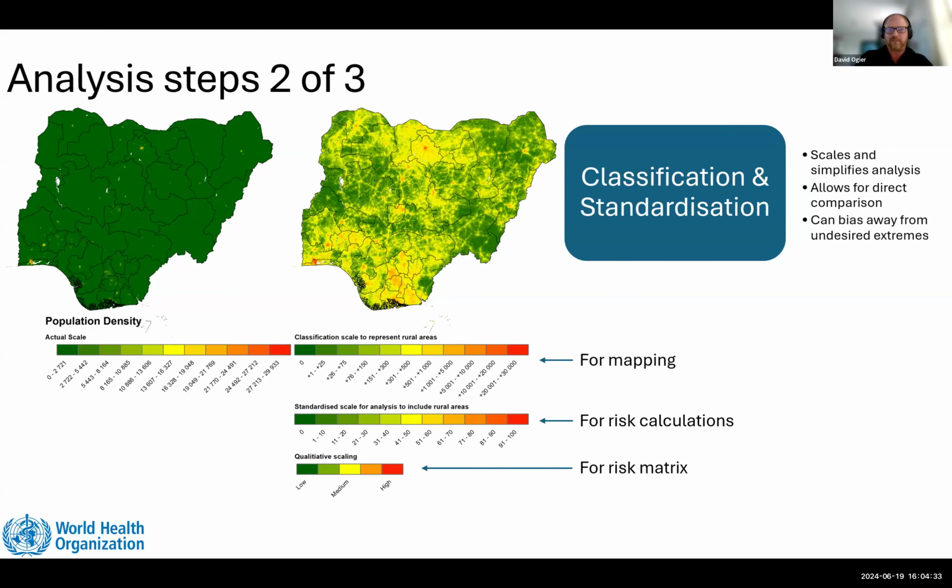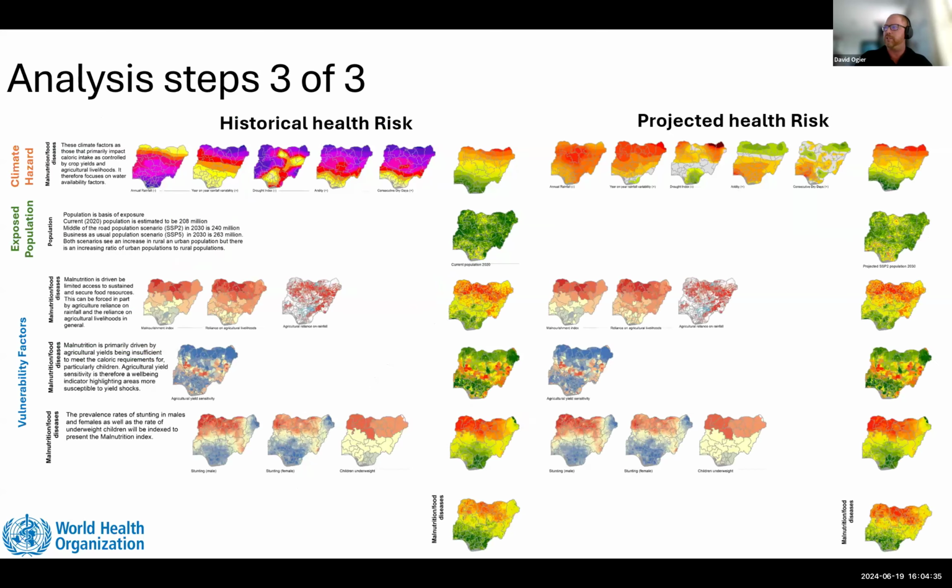Okay. And the final step is bringing in all your data. So this is just an example of malnutrition. And this is historical data as well as projected data. These top ones here are the climate inputs. So the 5 different climate inputs that I used for the climate hazard result in this climate indicator.